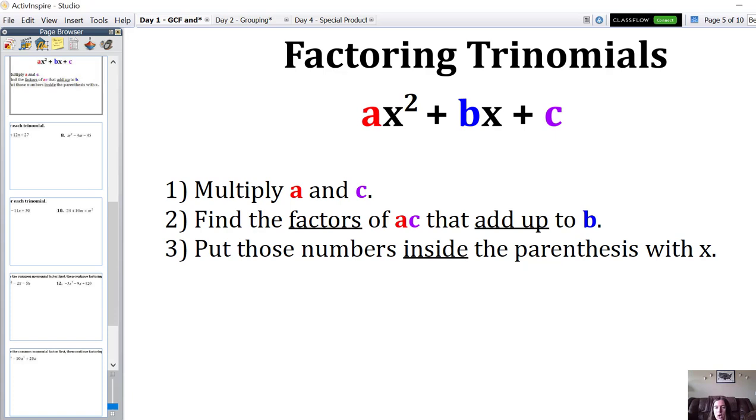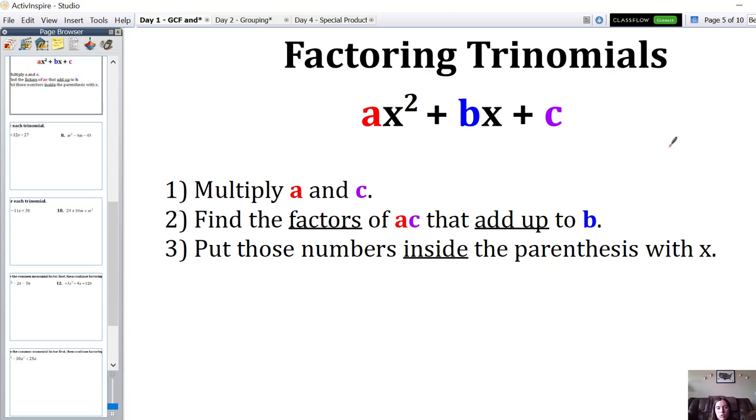Now let's factor some trinomials. Here's a trinomial. It has three different terms. The first term has something squared, some variable squared. The second term has a variable that's just the power of 1. And then at the end we have a constant here.